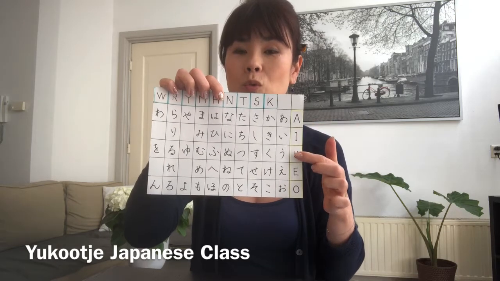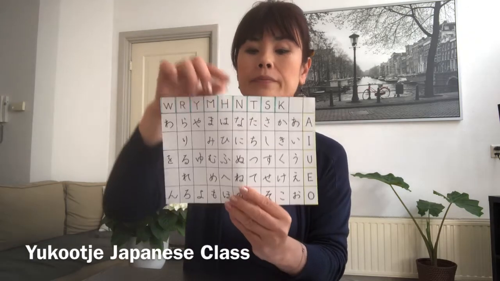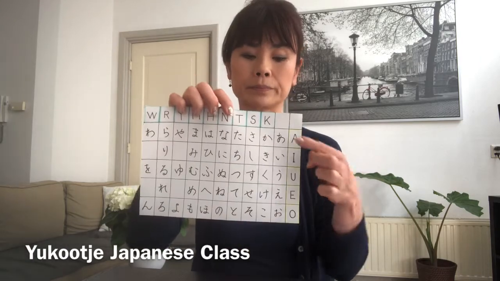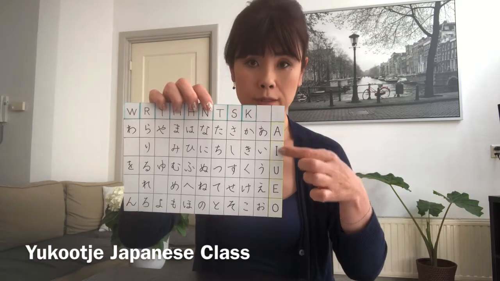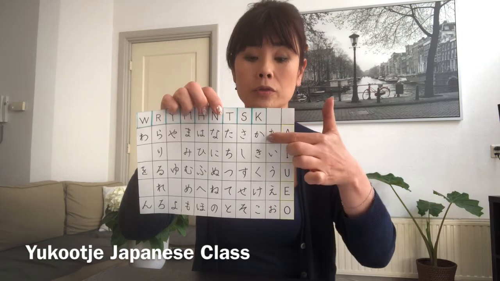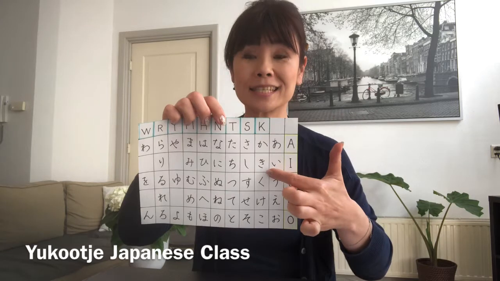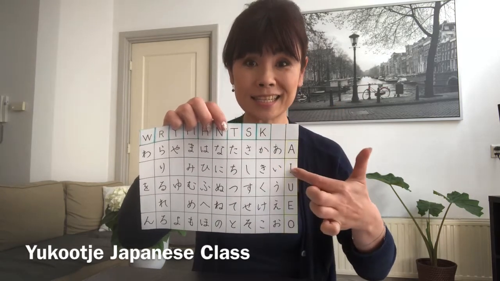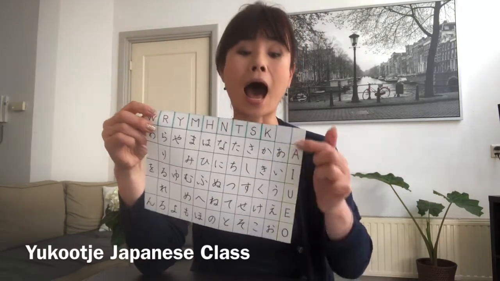A, I, U, E, O. This is the vowel column. And this column is the consonant column. For example, A, I, U, E, O is only a vowel. And Ka, Ki, Ku, Ke, Ko. For example, Ka is K plus A. Ki is K plus I. Ki, like that. So today we study A.